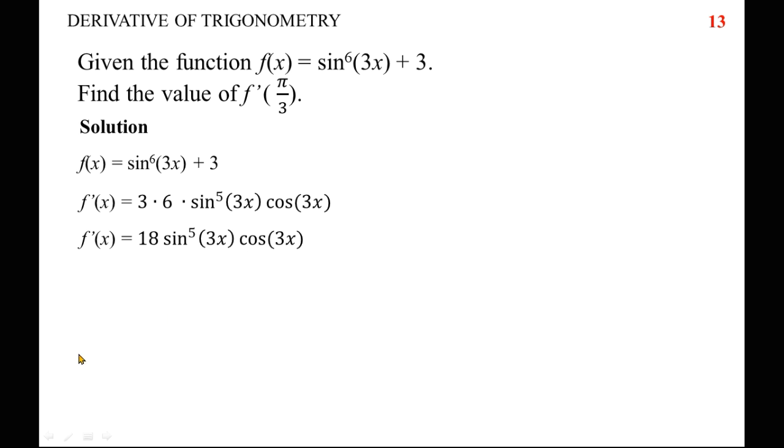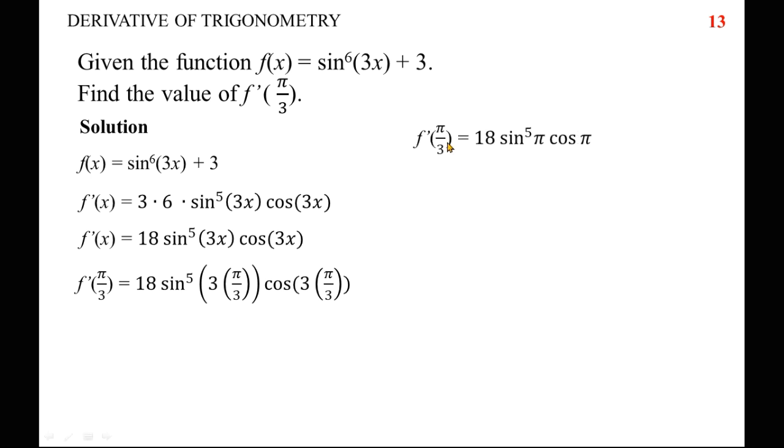Substituting the value of pi over 3, we will obtain f prime of pi over 3 equals 18 sine to the power of 5 of pi times cosine pi. And of course, because we know that sine pi or sine 180 degrees equals 0 and cosine pi equals negative 1, this will be 0.